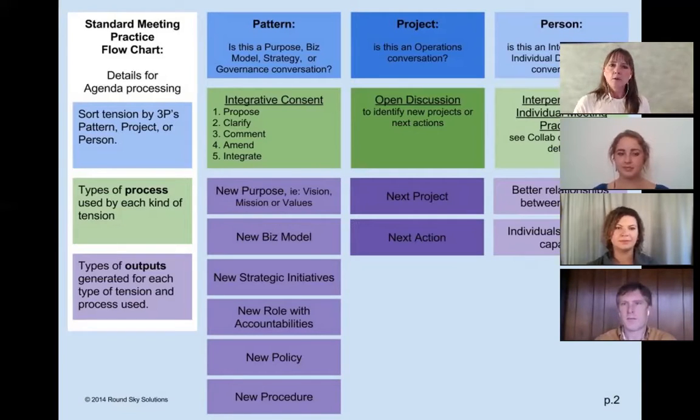On that note, Daniel, will you talk a little bit about pattern? What is pattern and what kind of outputs do we get from that? Sure. Patterns are outputs that are the creation of ongoing agreements that the team is going to use over a longer period of time. In other words, agreements about how things are done around here, or what our shared intentions are. In Collab, the conversations on purpose, business model, strategy, and governance are all pattern outputs.